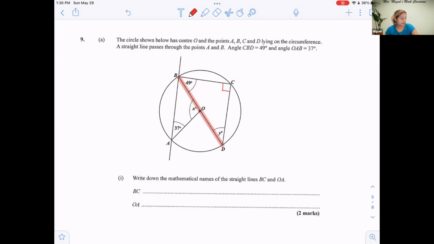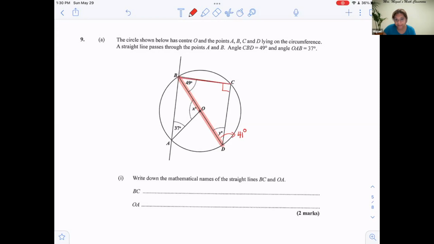All right, what is the value of y? Who can tell me the value of y? 41 degrees. And what is the mathematical name for BC?